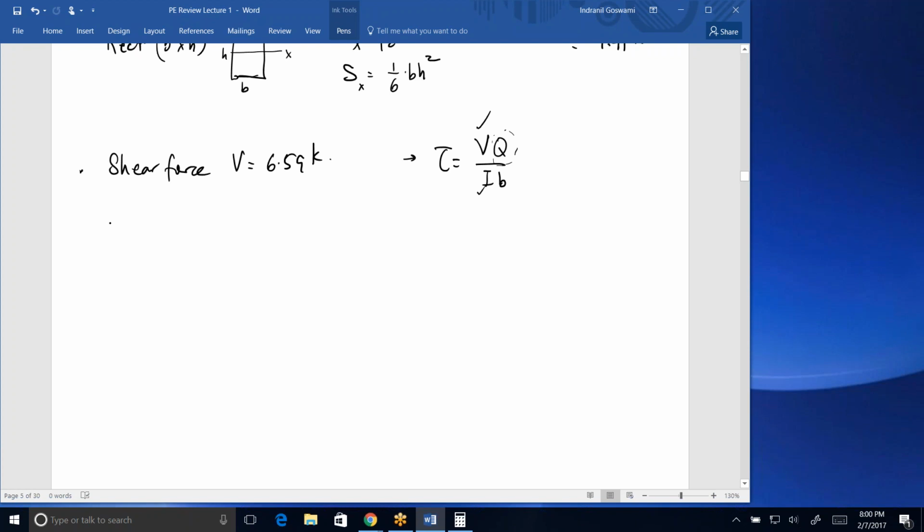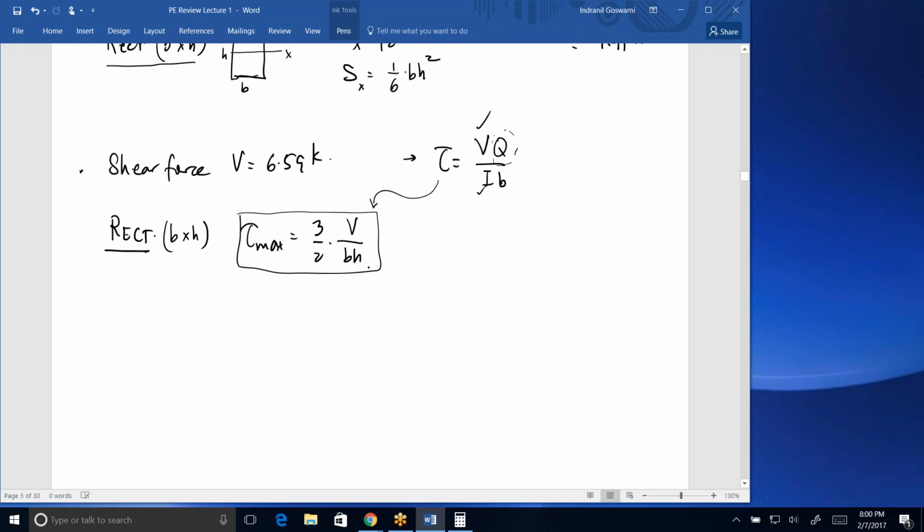But for a rectangle, specifically, singling it out because the rectangle is a fairly commonly used cross-section for timber and concrete, especially, not for steel, it's worthwhile knowing that the maximum shear stress is given by 3 over 2 V divided by BH. This is certainly a much easier calculation than doing it from the generic formula. If you apply the generic formula to the rectangle, this is what you get, right?